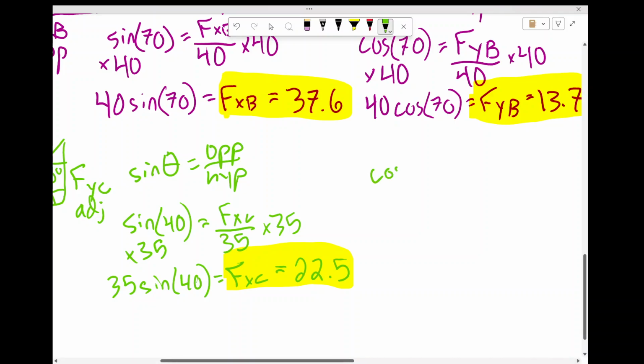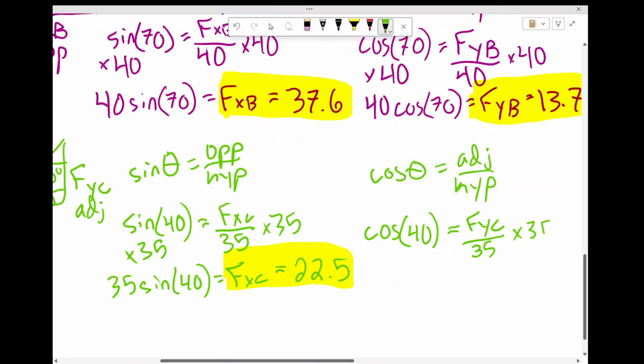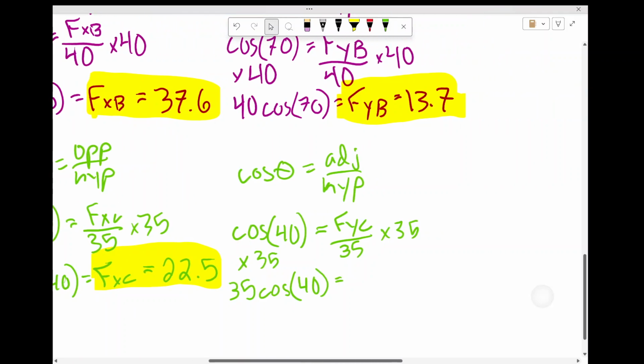Last would be the adjacent side, which is Fyc. So we would use cosine. Cosine of theta is adjacent over hypotenuse. So cosine of 40, the adjacent side is Fyc over 35, times 35 on both sides. We get 35 cosine of 40 equals Fyc, and 35 cosine of 40 is 26.8. Okay, so now we have all of our components.